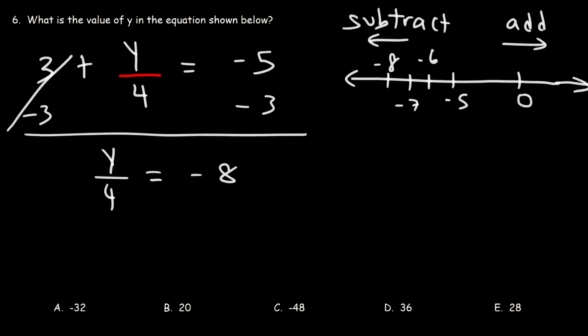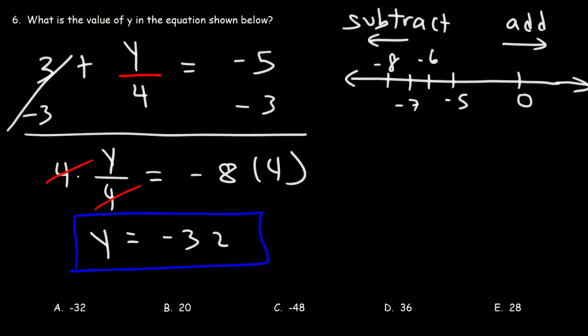So what do we do at this point? We have y over 4 is equal to negative 8. So this basically means that y is divided by 4. So the opposite of division is multiplication. To get rid of the 4, we need to multiply both sides by 4. 4 divided by 4 is 1. So they cancel on the left. So y is going to be equal to negative 8 times 4, which is negative 32. So A is the right answer.